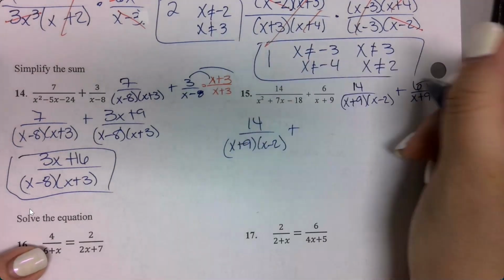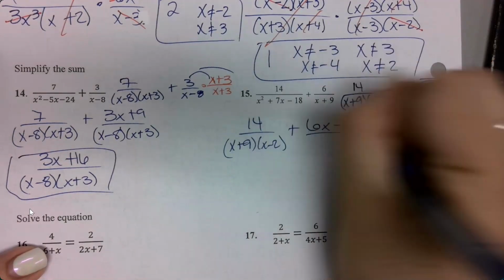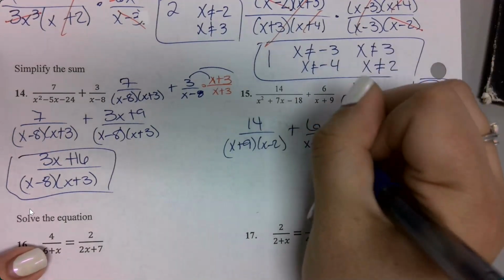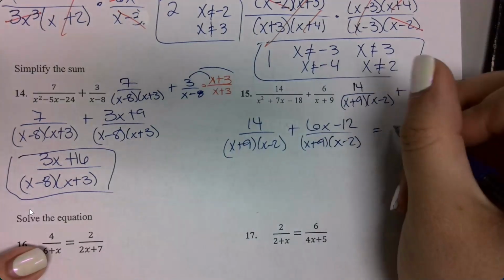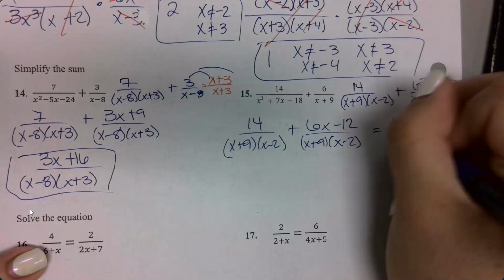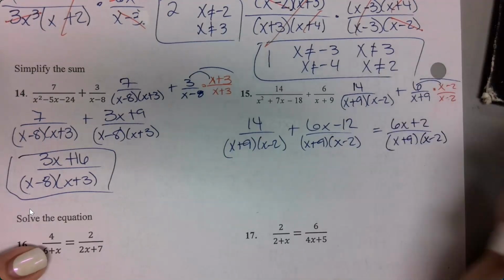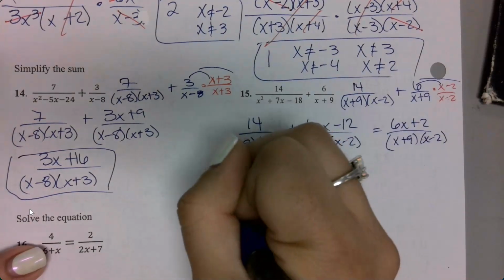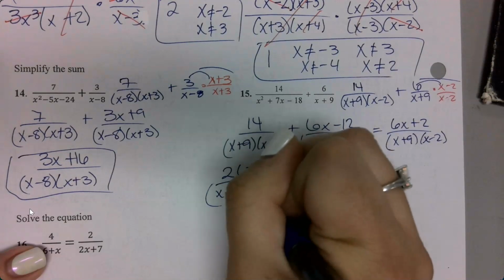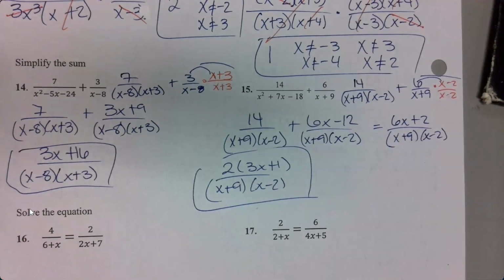On my second one, I want to distribute. I get 6x minus 12. I'm going to leave the denominator factored. Combine like terms, that gives me 6x plus 2 over x plus 9, x minus 2. I can factor out a 2, that gives me 3x plus 1 over x plus 9, x minus 2. Nothing to cancel out, so that's as far as I can go.